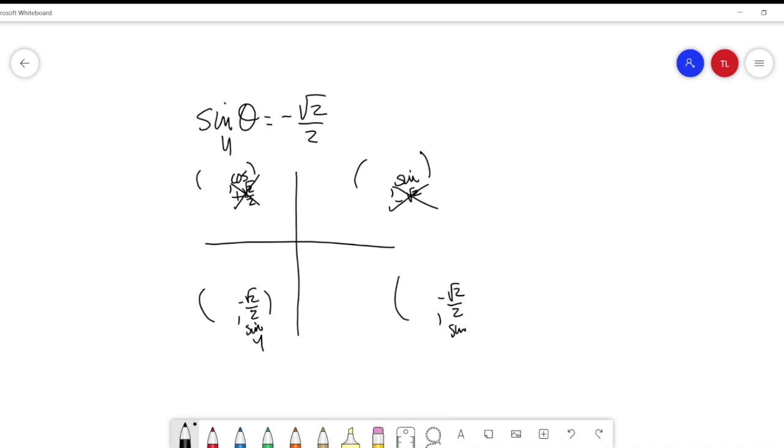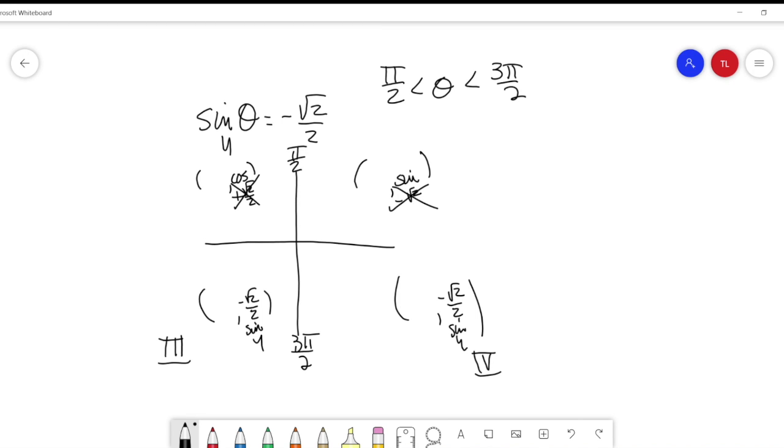So help us out. Which one we want? This one in the fourth or this one in the third? They're both negative. Well, that's where the other part comes into play. You don't have it on your paper. I have to put it up here. I'm sorry. It's from pi over 2 less than theta less than 3 pi over 2. Now, where is pi over 2 located? 3 pi over 2 is after. Y'all remember that from yesterday, right? So which one is it? We want to know. It's either going to be here or there.